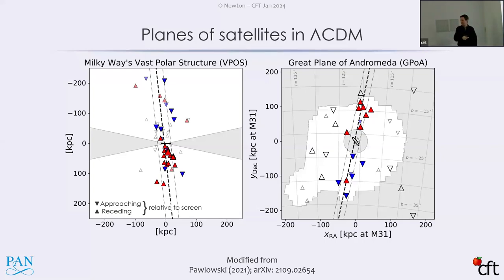And what makes these particularly interesting is that they are kinematically coherent. They're not just chance alignments of galaxies that we fitted a disk to. They are kinematically coherent planes of satellite galaxies.